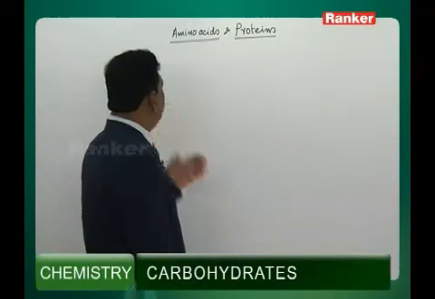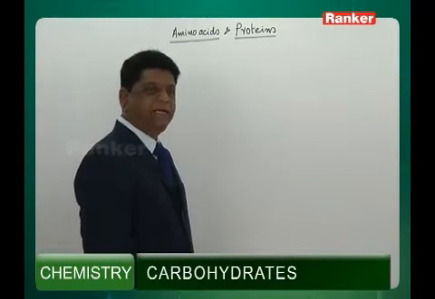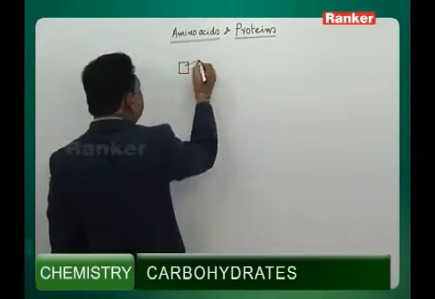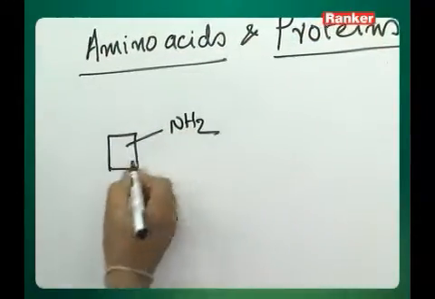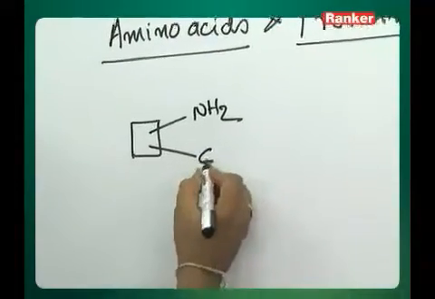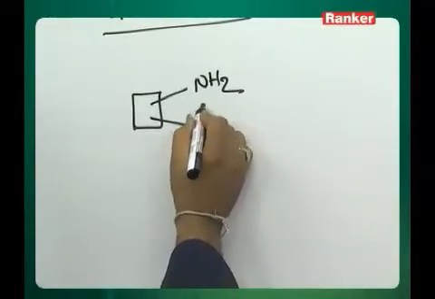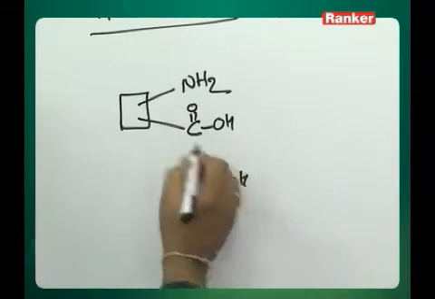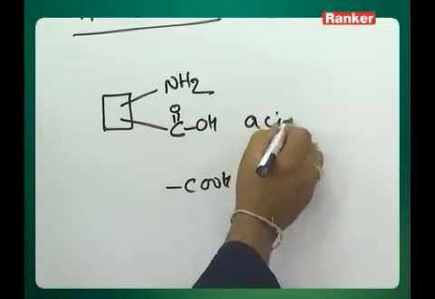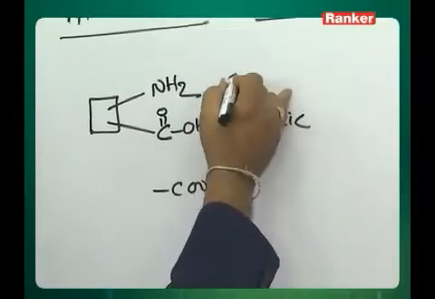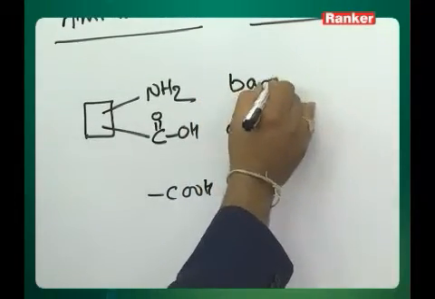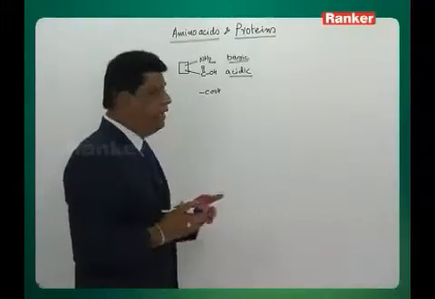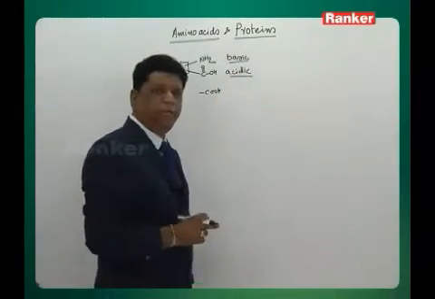So let us take some points on the amino acids and the proteins. Amino acids are the compounds which contain an amino function, we know very well, the NH2 function, and a carboxylic acid, nothing but the COOH function. But the COOH is acidic in nature and the amino is basic in nature. So the interesting point is that it is a compound containing two opposite properties.